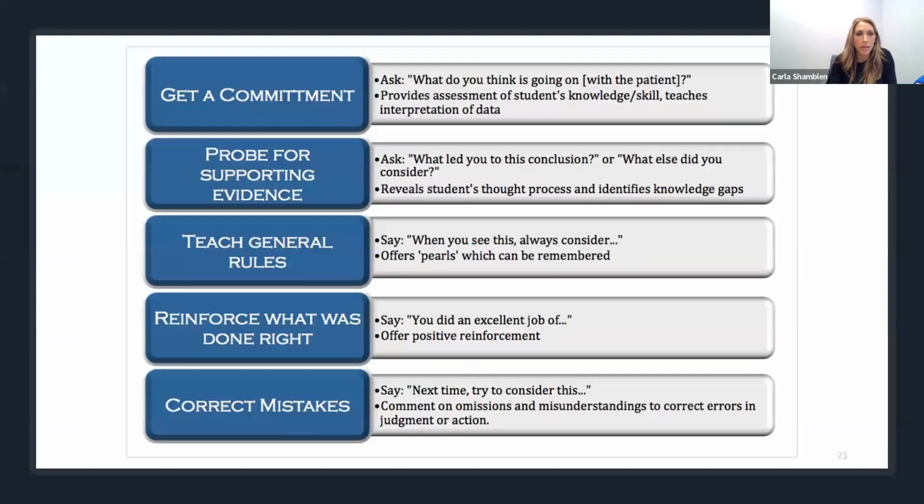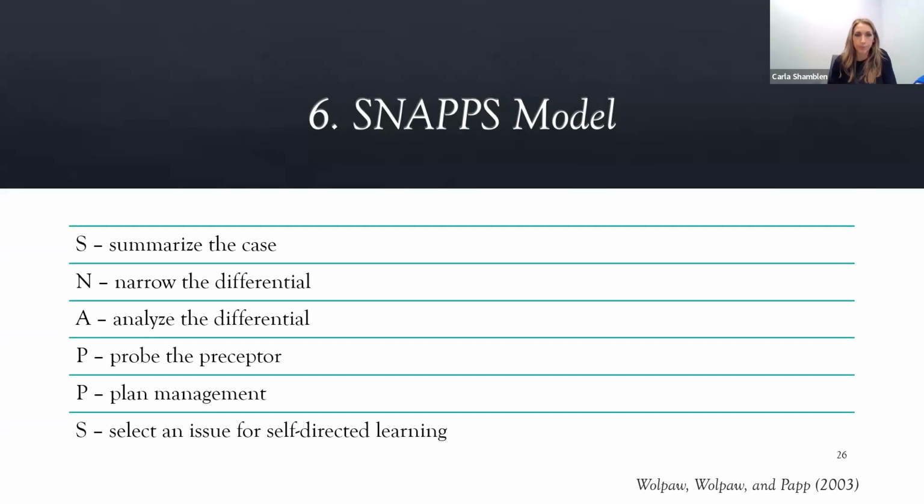So this next slide goes into that a little bit more. If you reach out to me, we have these on little cards that you can put in your pocket if you can't remember the 5 steps. It's called the 1-minute preceptor because it takes about a minute to go through these things with them. It's a really great way to determine the student's level of understanding, to teach a clinical pearl, to give positive feedback, and then to correct any mistakes for them to improve upon next time.